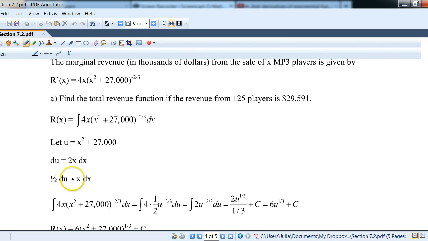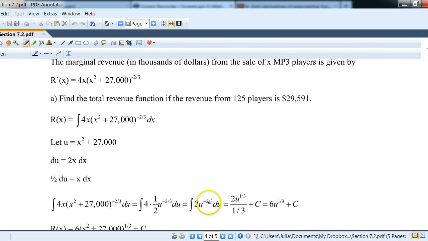So again, that 4 was a constant. I am substituting exactly, if you notice. So the x, I substituted 1/2. For the dx, I substituted the du. That's how I break them up sometimes. So 4 times 1/2 is 2. And then u to the negative 2/3.